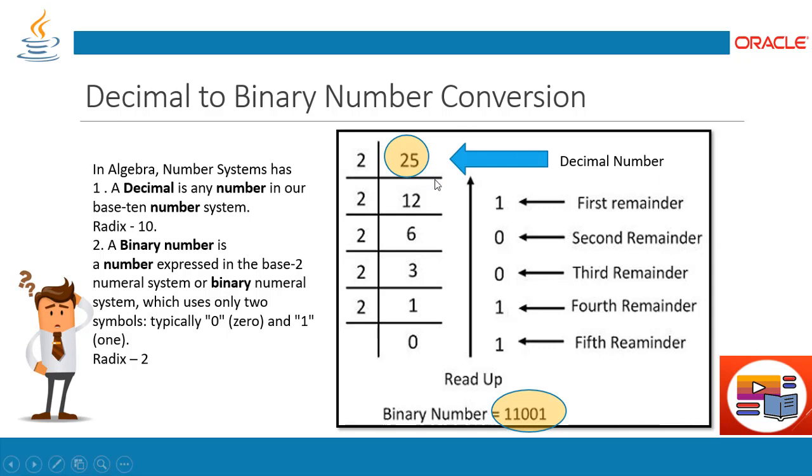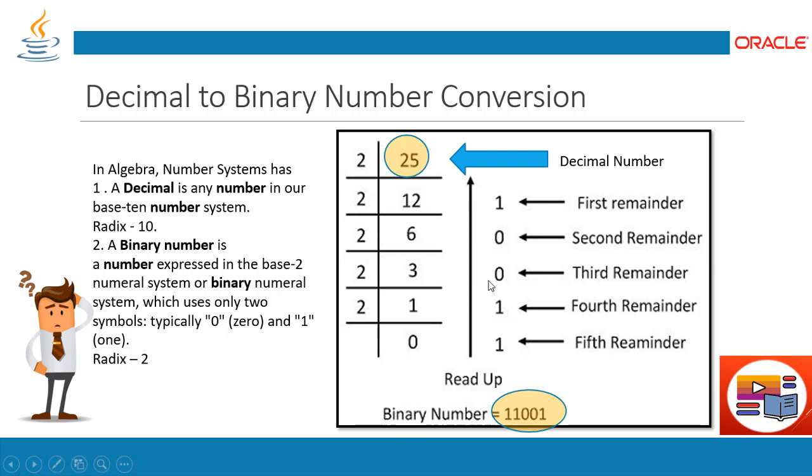Now let's take a look at this example. Number 25 is an example of a decimal number, which is base 10. Now when we convert it into binary, the binary radix is equal to 2. So converting from decimal to binary, what we are going to do is divide the decimal by the binary radix, which is 2. Now when we divide 25 by 2, we get 12, and it gives one remainder. Now 12 is your quotient and 1 is your remainder.